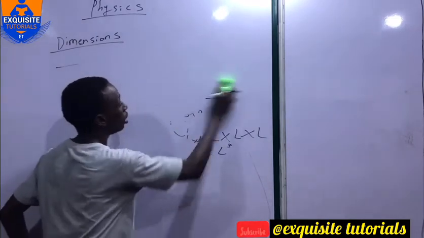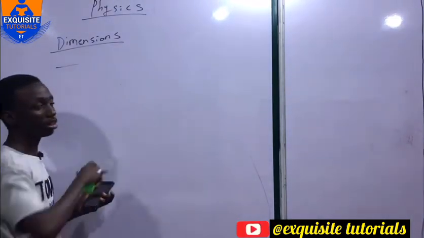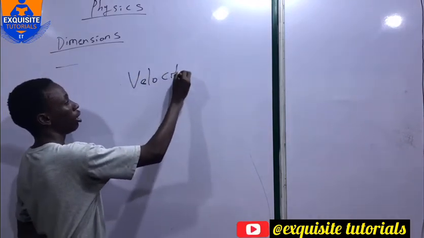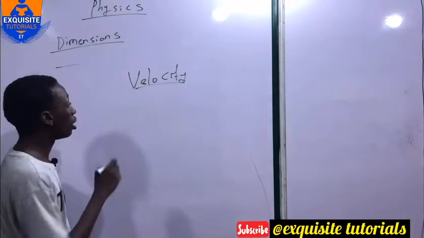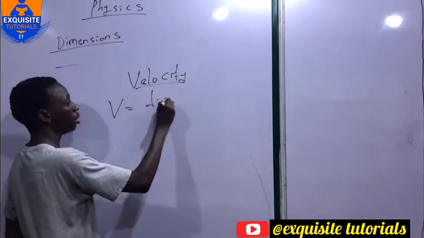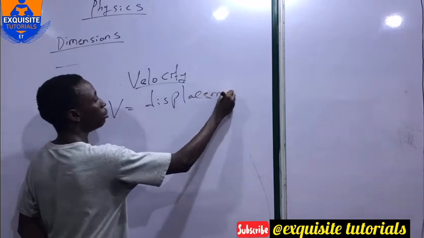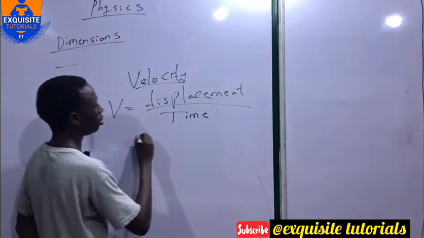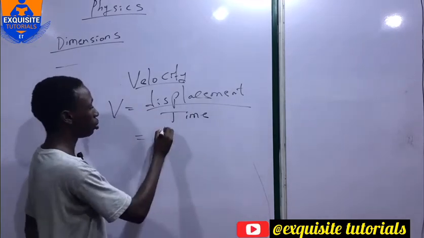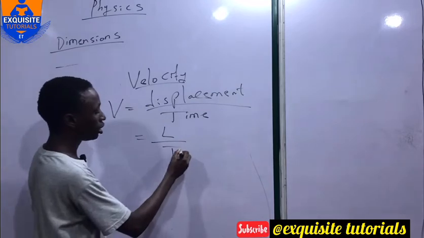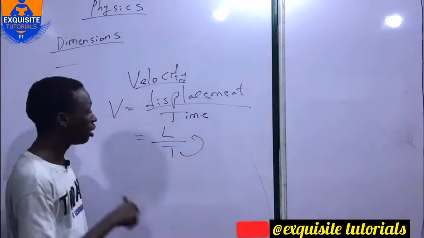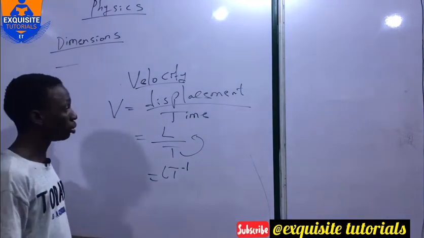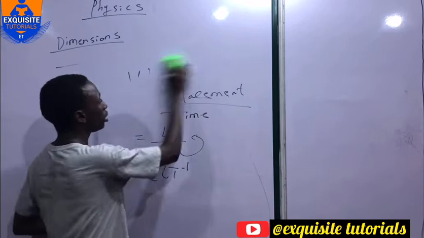Now let's take another example. What is the dimension for velocity? Now we know that velocity is equal to displacement over time. We know that displacement can be represented in length, so this is equal to length over time. Now to take this T upwards, it will carry the inverse sign, so that will be equal to LT to the power minus 1. Hope we get. So this is the dimension for velocity.